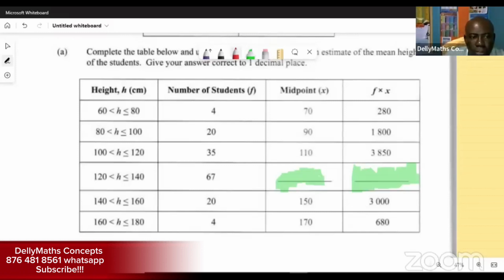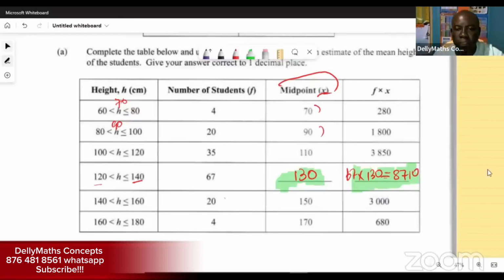Now, as you could see, mid value, we're talking about the midpoint, the middle. You could see that this middle was a 70, this middle was a 90, and you're seeing the numbers over here. So when we reach here, what's the middle? This is 120, this is 140, the middle is 130, right? And the fact that I have the middle, which is the x, I can find f times x. So you take out your calculator and you're multiplying 67 times 130, and you would have gotten 8,710.